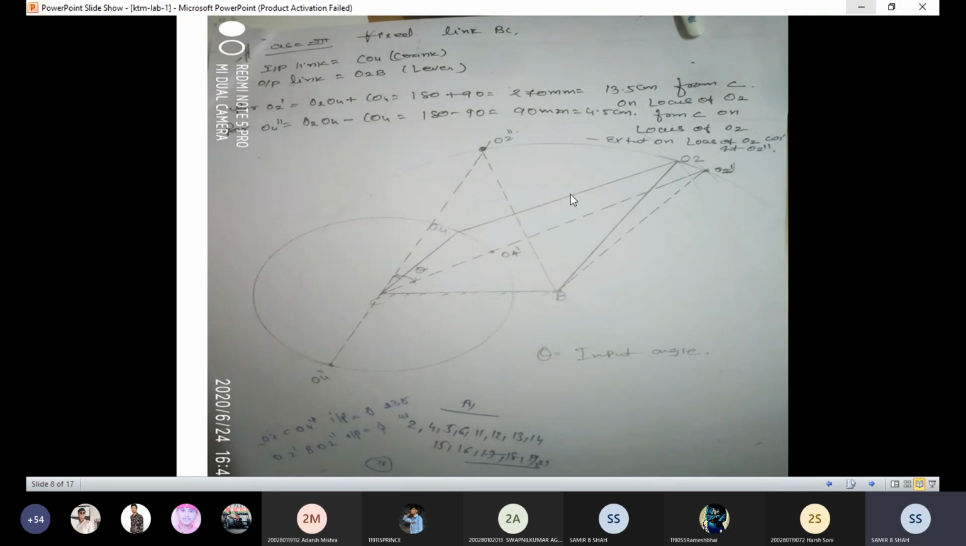Now, how do we get point O4 double dash? At the end of the link, below the link, you generate O4 double dash. How may it be generated? Take B as a center, and BO2 as a radius, and arc on that circle. On the below side, it may intersect somewhere below the link. That is your O4 double dash.